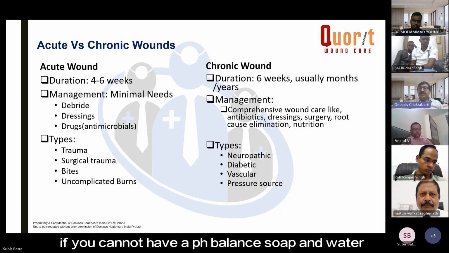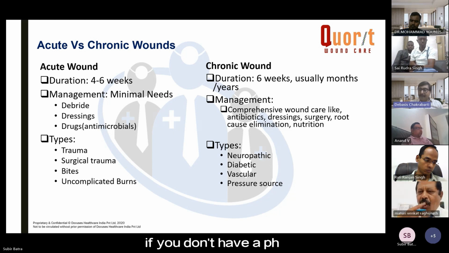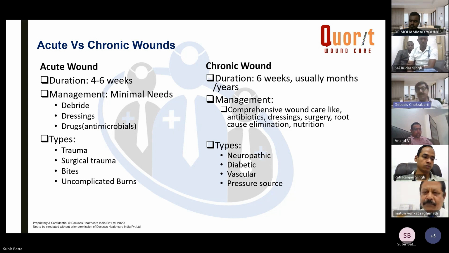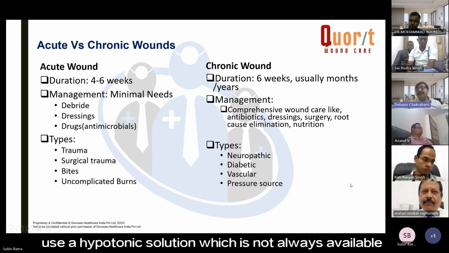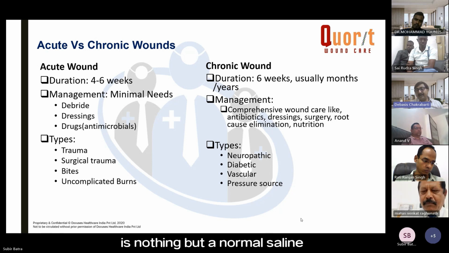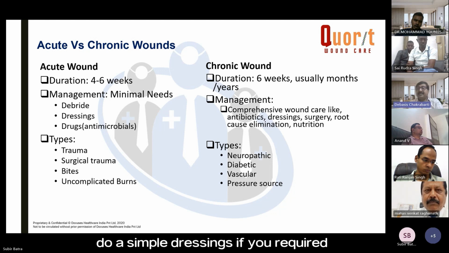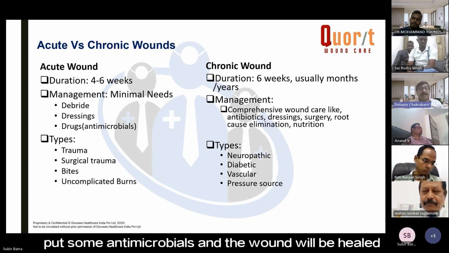If you cannot have pH balanced soap and water, like Johnson and Johnson, use an isotonic solution. Hypotonic solution is not always available, so then you use an isotonic solution. What is an isotonic solution? It is nothing but normal saline, which costs 4 to 5 rupees in India. So the simple understanding: do a cleaning of the wound, do a simple dressing. If you require, put some antimicrobials and the wound will heal.